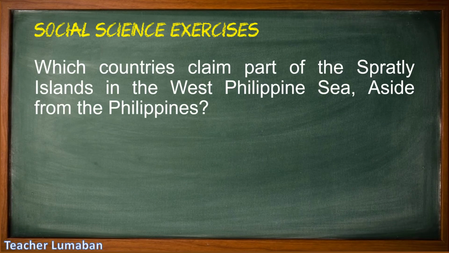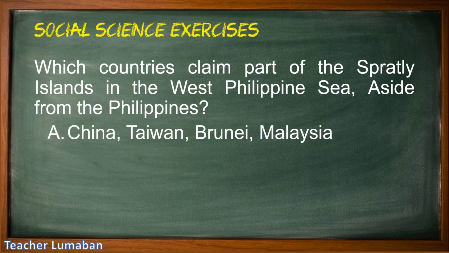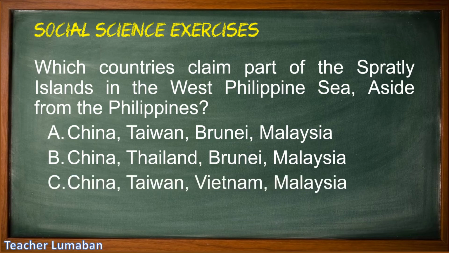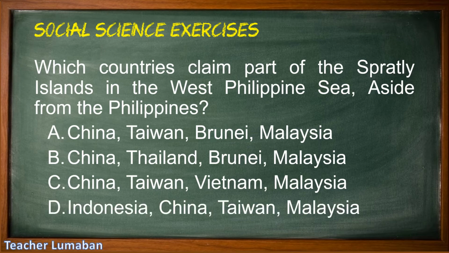Which countries claim part of the Spratly Islands in the West Philippine Sea, aside from the Philippines? Letter A, China, Taiwan, Brunei, Malaysia. Letter B, China, Thailand, Brunei, Malaysia. Letter C, China, Taiwan, Vietnam, Malaysia. Letter D, Indonesia, China, Taiwan, Malaysia.